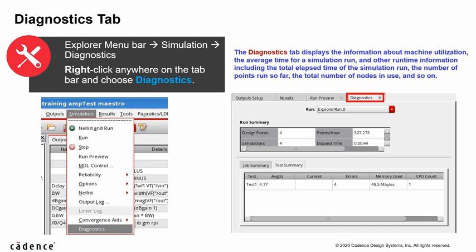You can also use a right-click menu to bring this up, and a small menu comes up from where you can choose Diagnostics. Now this right-click option works only if you previously opened this Diagnostics tab from the simulation menu or ran a multi-point simulation.